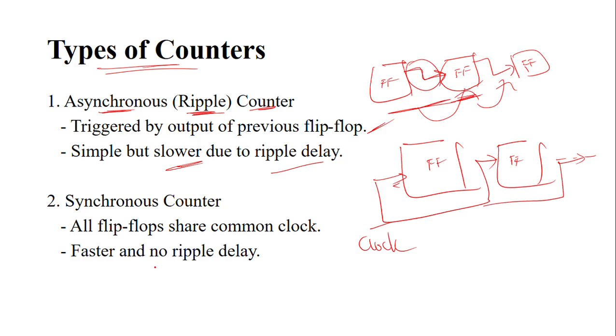So it is fast: there is no delay in waiting for the second flip-flop, no delay in getting the output from one flip-flop to another. That's why it becomes faster when compared to the asynchronous counter. There is no ripple delay, because no output is forwarded to the second flip-flop's clock.